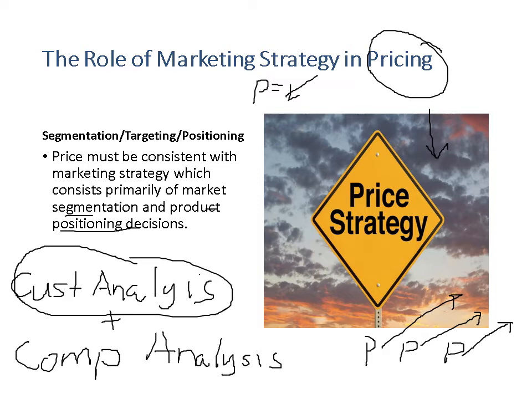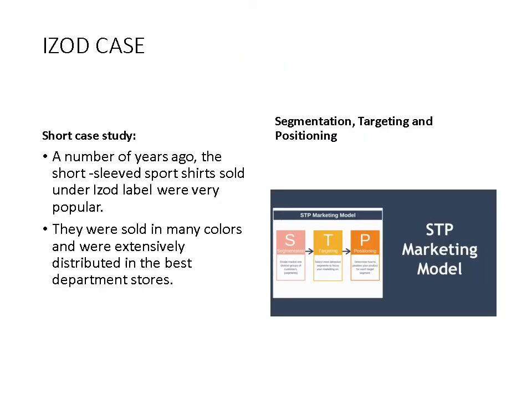There is a mini case about ISO. This is the mini case of ISO. ISO originally was a British company and was bought by an American national. So the short case is about the application of segmentation, targeting, and positioning.